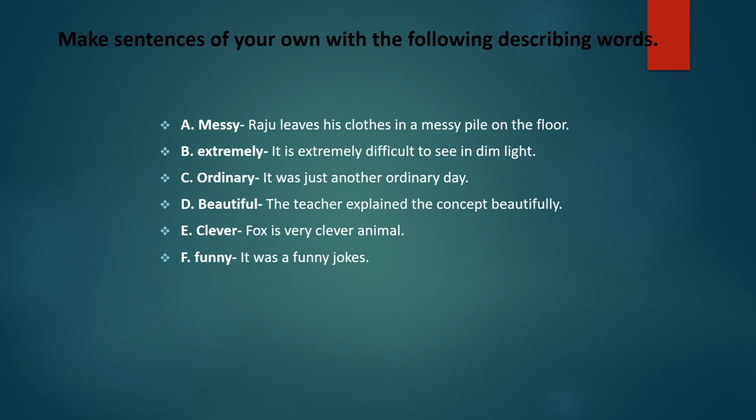Next is making sentences. Number 1, messy. Raju leaves his clothes in a messy pile on the floor. B, extremely. It is extremely difficult to see in dim light. Ordinary. It was just another ordinary day. Beautiful. The teacher explained the concept beautifully. Clever. Fox is a very clever animal. And then last is funny. It was a funny joke. So clear, children?